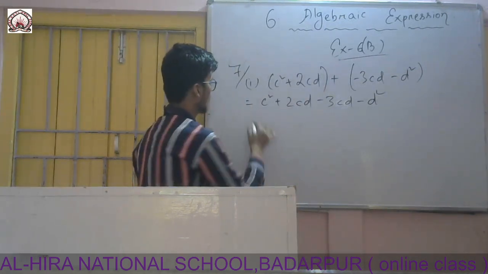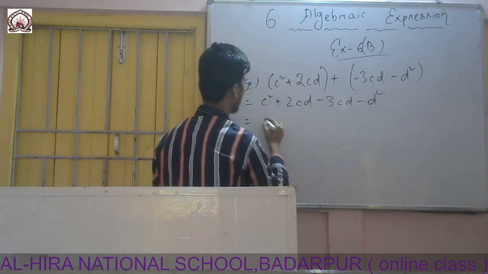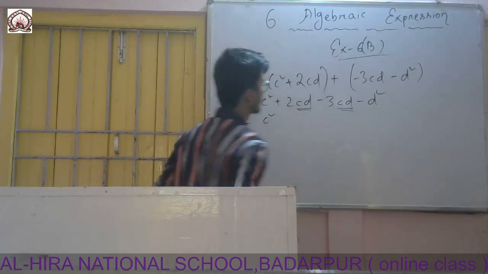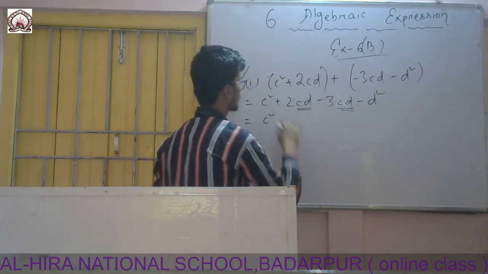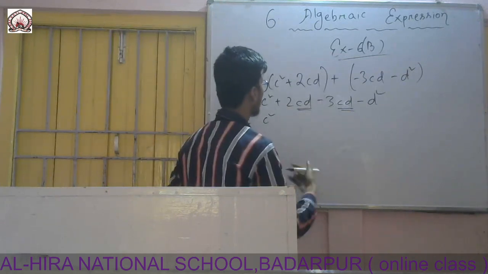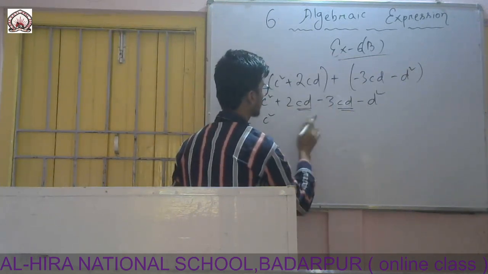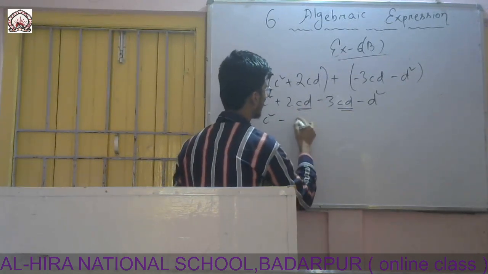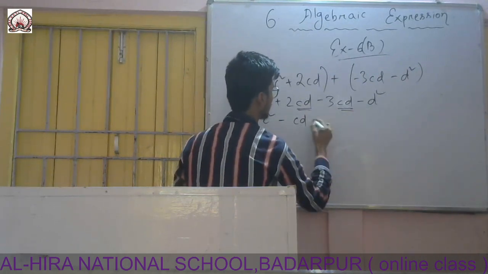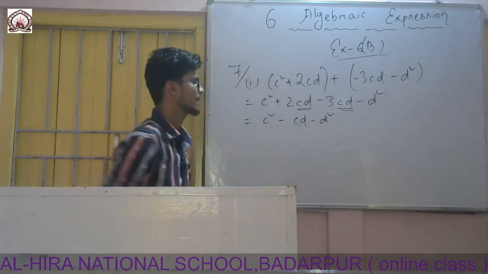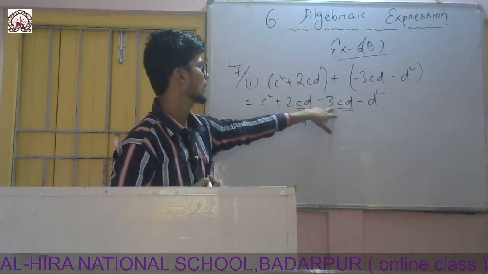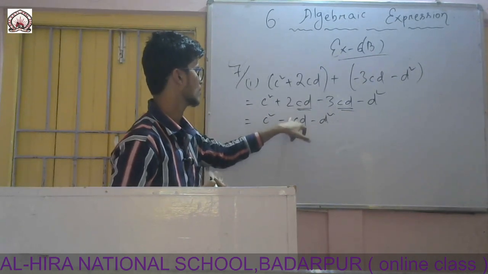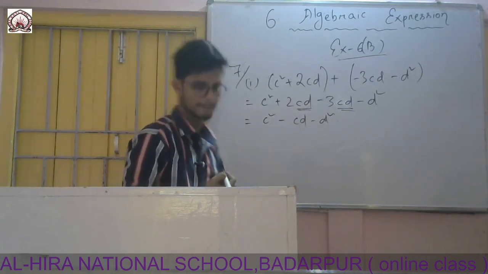Now I will arrange the terms. For c square there is no other term, so I will write it the same. Then the cd terms are like terms, so I can add or subtract. Plus minus is minus. 3 minus 2 is 1, and 3 is greater, so the sign is minus. So only cd, and the remaining term I will write the same, minus d square. Both are like terms, so I did subtraction. Plus minus is minus. 3 minus 2 is 1, so I don't need to write 1, only the variable part cd.